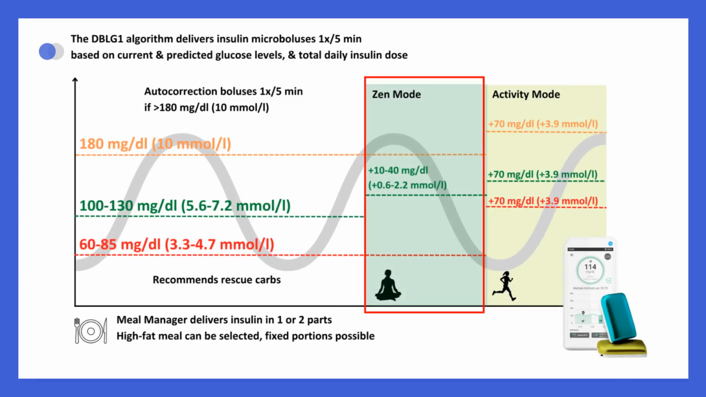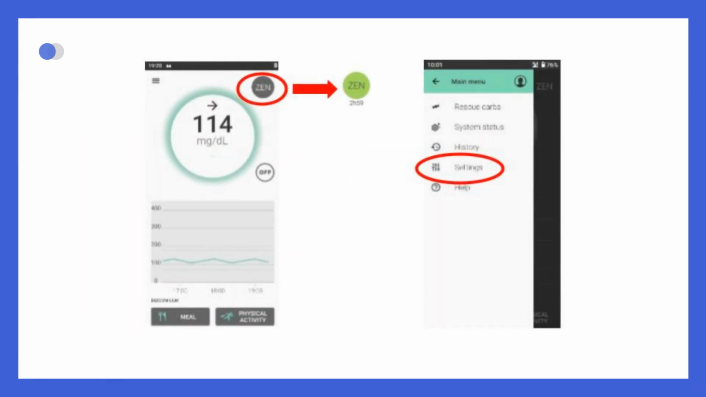Zen mode can be activated if you want to avoid hypoglycemia and be bothered as little as possible with the need to eat rescue carbohydrates. During Zen mode, the target value can be increased by 10 to 40 milligrams per deciliter or 0.6 to 2.2 millimoles per liter. The duration of Zen mode can be adjusted within a 1 to 8 hour range via the settings.